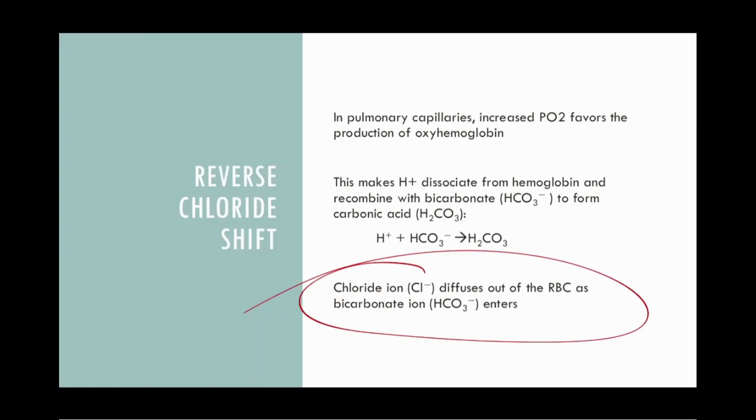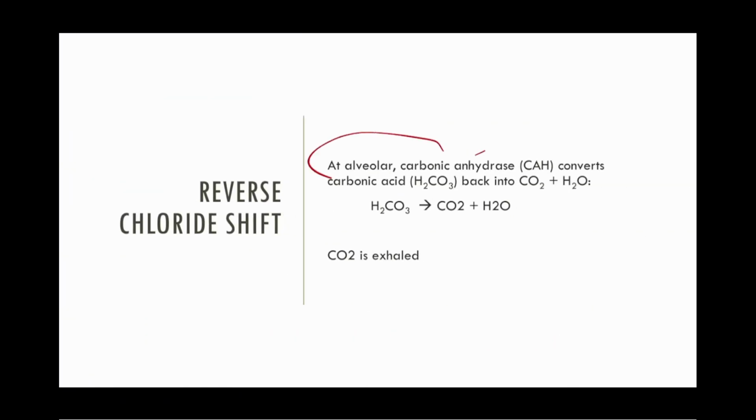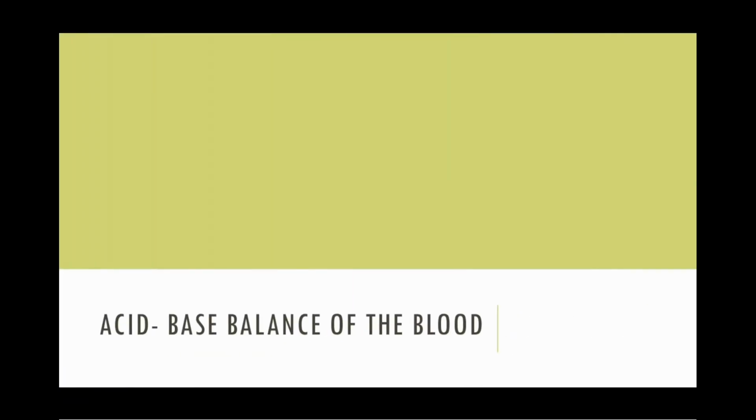So at the lungs, it's the reverse chloride shift. Bicarb comes back into the red blood cell. The chloride ion leaves the red blood cell. That's the shift. Then that bicarb, through all this carbonic anhydrase, goes back to CO2 and water, and the CO2 you just exhale. And that's how you get rid of CO2. So understand the chloride shift and the reverse chloride shift, where they occur. And just think about it. It makes sense. At the tissues, we want one thing to happen. At the lungs, we want the opposite.